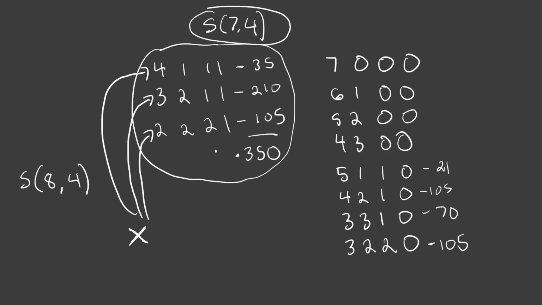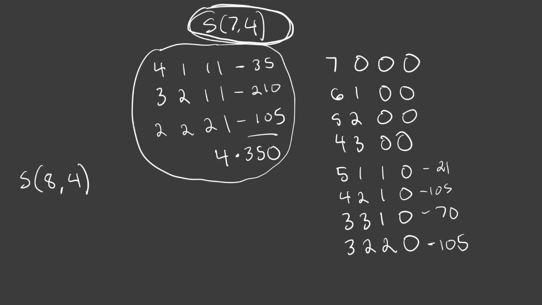So I'm going to take 350 times 4. Now what is 350? It was S(7,4). So if I add x to these partitions, right, then we get, what do we get? We get 4 times S(7,4).